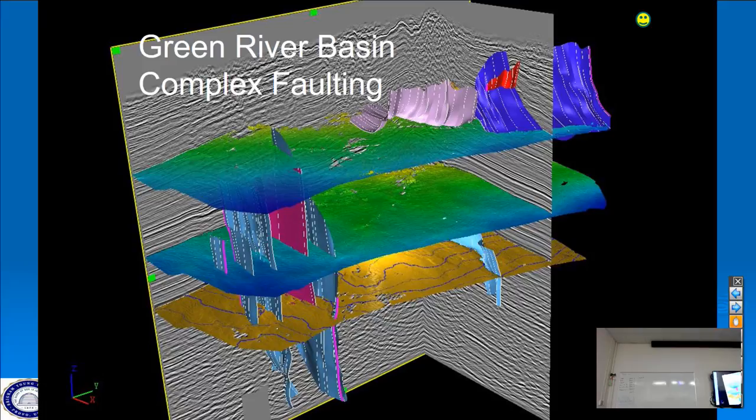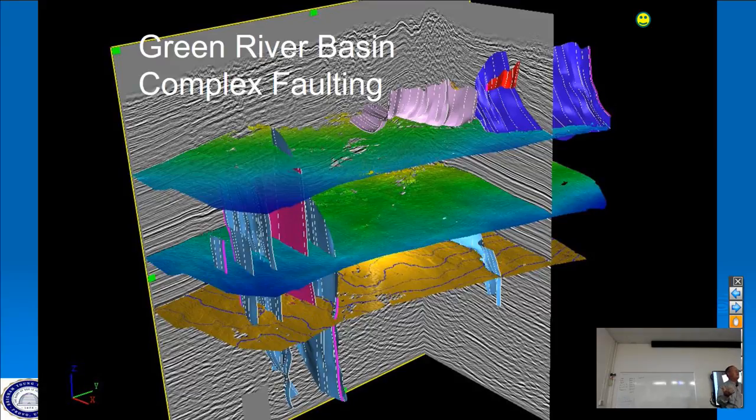And we want to figure out where the hydrocarbons are. It turns out there's a big field right here, and these faults play a big role in segmenting the field. So is it important to know where the faults are? Okay. It is. Why do you want to know where the faults are?